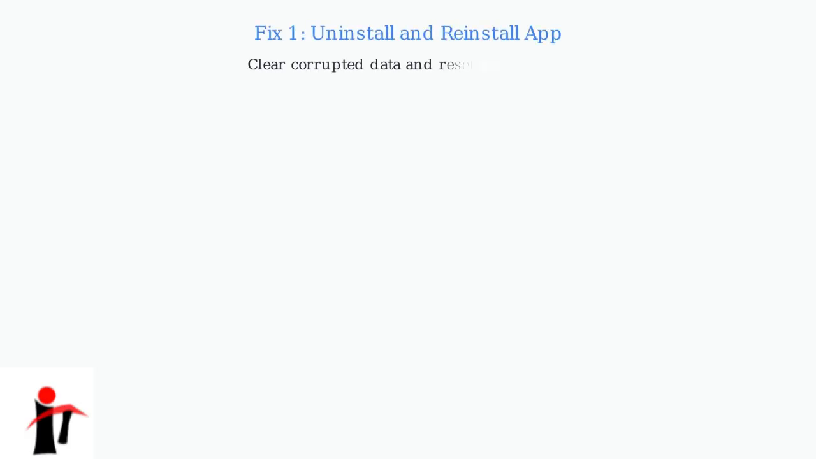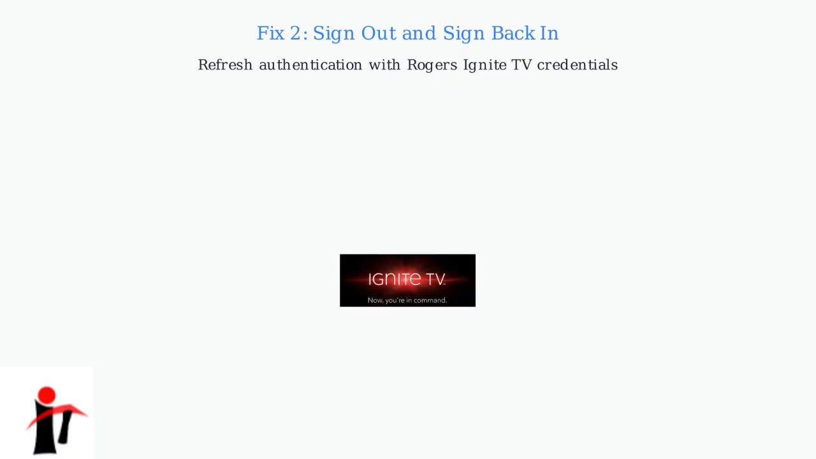First, try completely uninstalling and reinstalling the Xfinity Stream app. This clears out corrupted data and resets permissions, often resolving installation errors. If that doesn't work, sign out of the app and then sign back in using your Rogers Ignite TV credentials. This refreshes your authentication and can fix login problems.